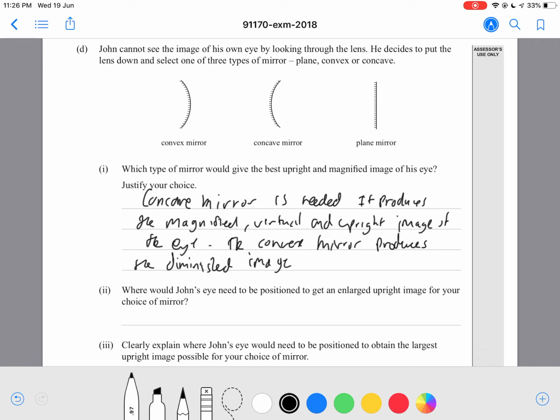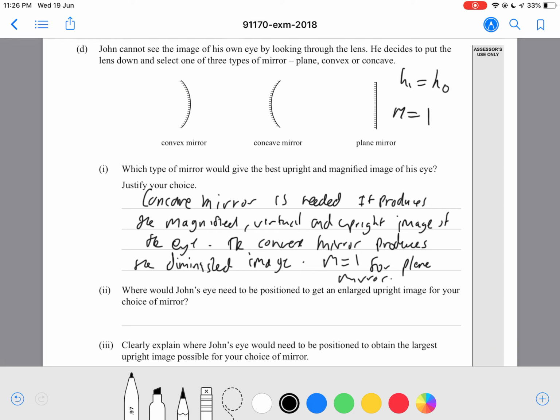And our plane mirror, if we have our plane mirror here and we have our object, the size of the object doesn't change. Whatever the size of the object was, it's going to be the size of the image after. Therefore our height of the image equals the height of the object, so our magnification equals 1. So m equals 1 for a plane mirror.